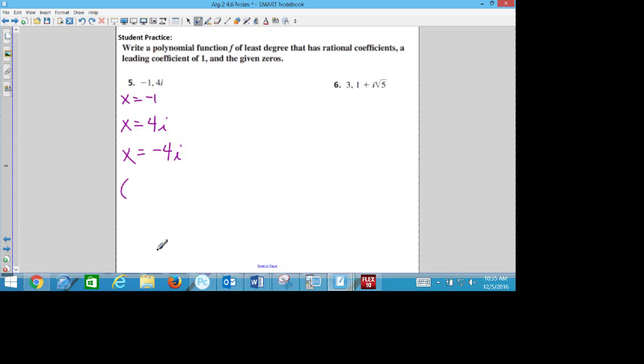So when I write those as factors, the first one would be x plus 1. The second one would be x minus 4i. And the third one would be x plus 4i. The commas separate the factors. So try number 6. We're not going to multiply out 5 or 6. Just get to the part where I stop. Number 6?